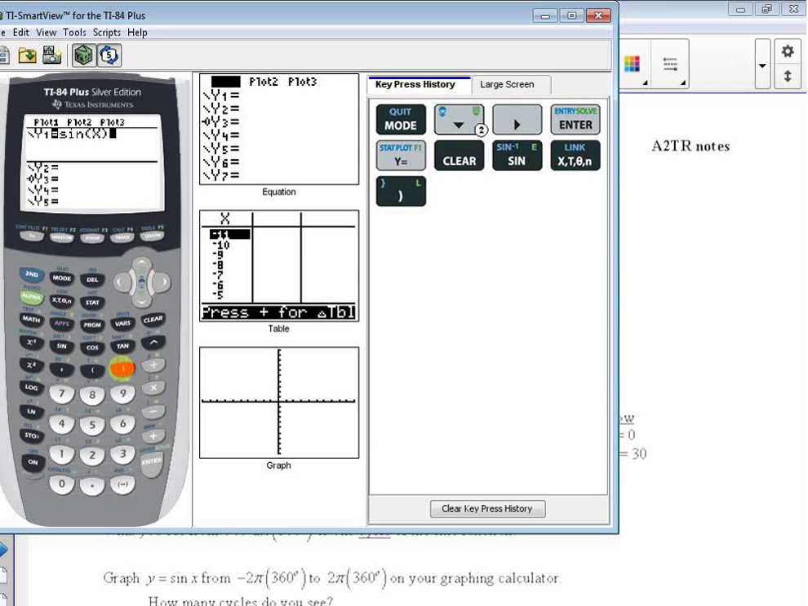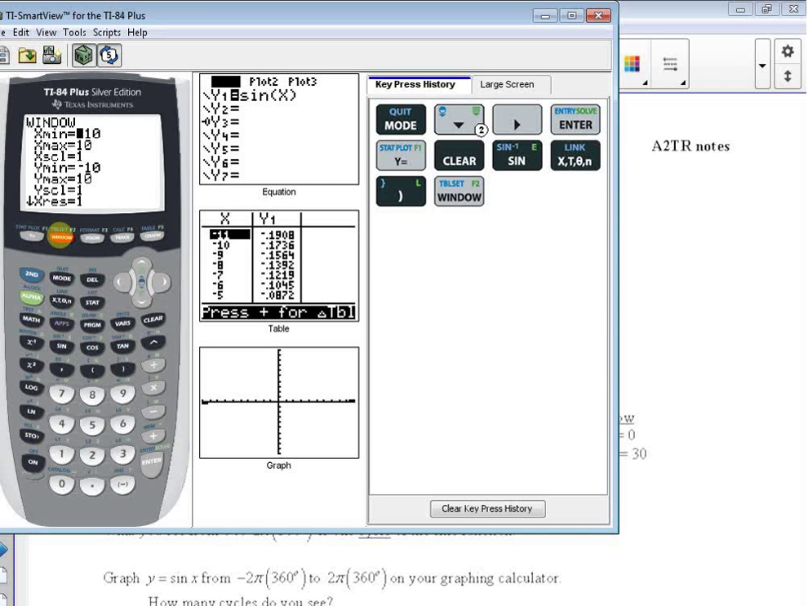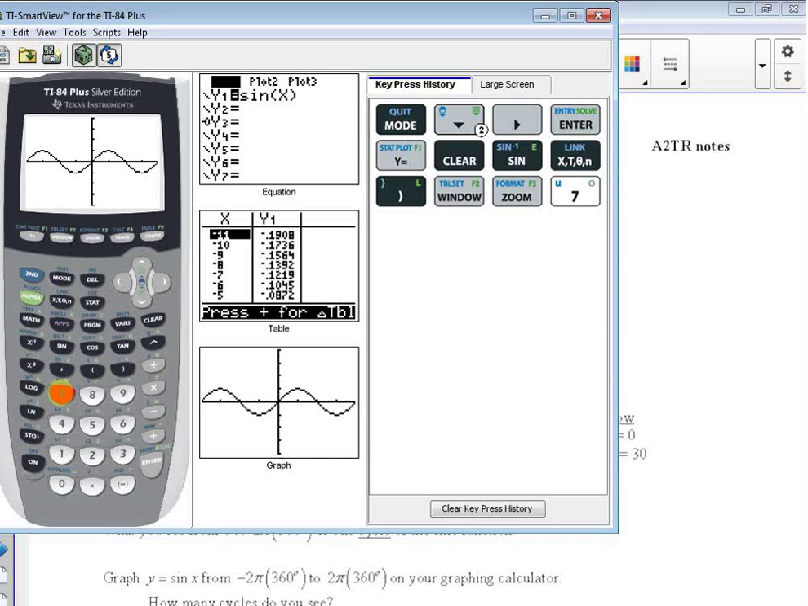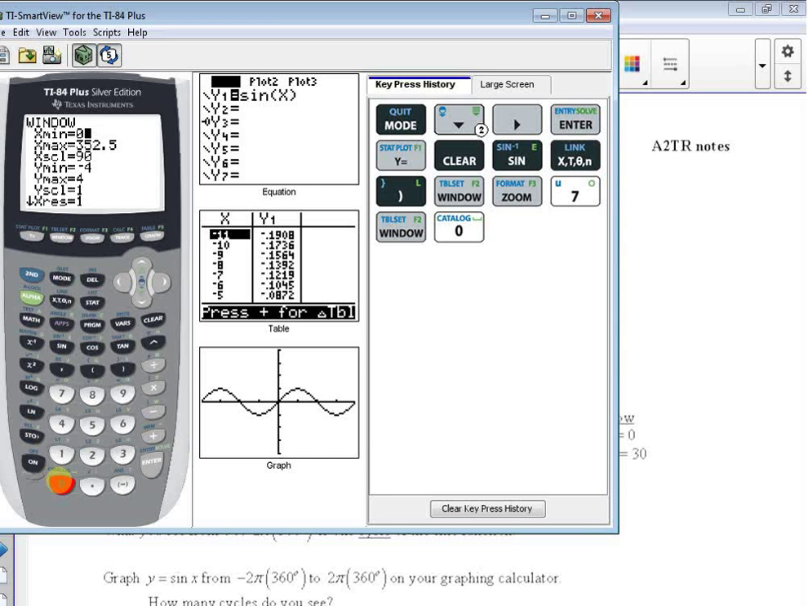Okay, so to graph this, let's set the window. So hit window. Show you a couple of ways. You can go zoom, trig, zoom 7. And what that will do is kind of set it up in a window that's going to go from about negative 360 degrees to positive 360 degrees. But if you hit window, we're going to just graph from 0, so make the x min 0 to 360, make the x max 360. You see here currently the x max is 352, but we'd want to go to 360.